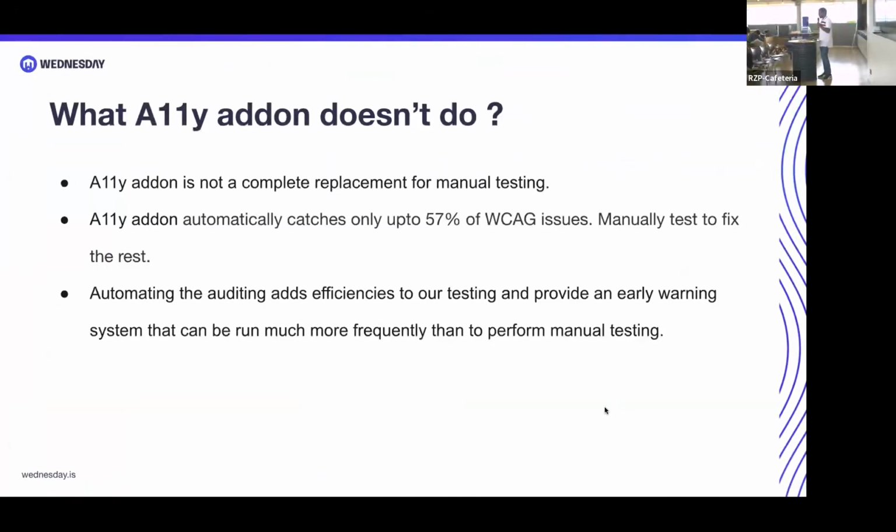What the A11y add-on doesn't do: it is not a complete replacement for your accessibility testing. It only audits about 57%. That is what they claim, but that is still a great number. With this, you don't have to manually test that 57%. Rather, Storybook does it for you, and the rest you just have to test manually.